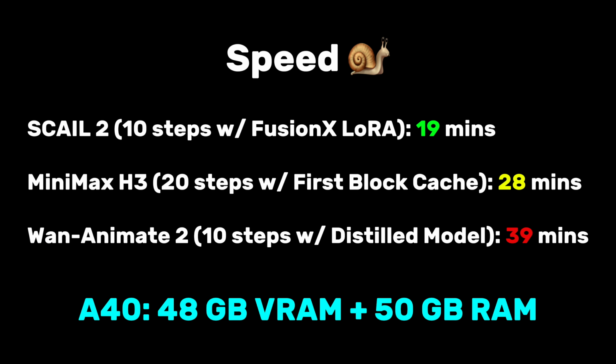I wasn't trying to optimize for speed, but this will give you the relative time for the different models. SCAIL 2, I was using the Fusion X LoRA for 10 steps, and it took me about 19 minutes. MiniMax H3, I was just using 20 steps with the first block cache that's implemented in WanGP, and it took 28 minutes. Wan Animate 2, I used the distilled model for 10 steps for 39 minutes. All of these were using WanGP with Sage 2 on an A40, running on RunPod with 48 GB of VRAM and 50 GB of RAM. And note that these times do not include the upscaling time.